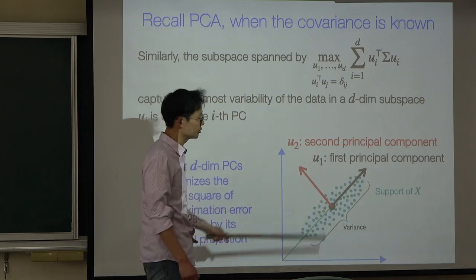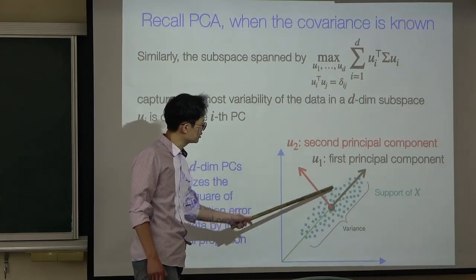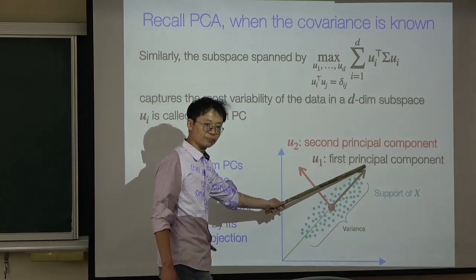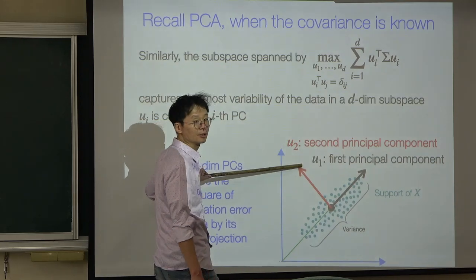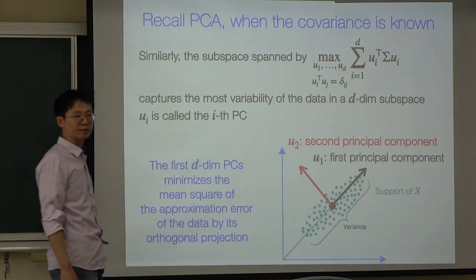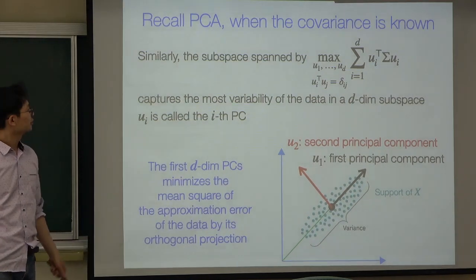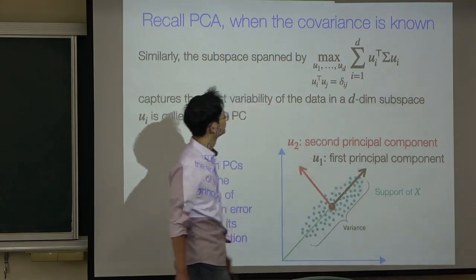Okay, and this is a picture. In this two-dimensional picture, the most variable direction is this one, and the second most variable direction is the one that is perpendicular to it, fulfilling this condition. So this is the second principal component. So that is PCA when the covariance is known.